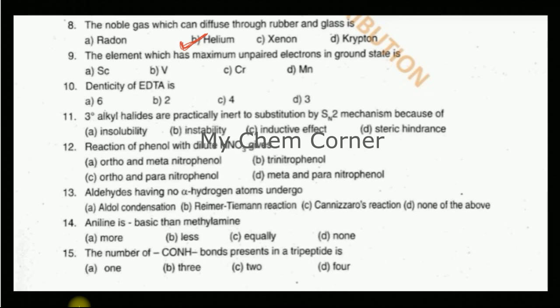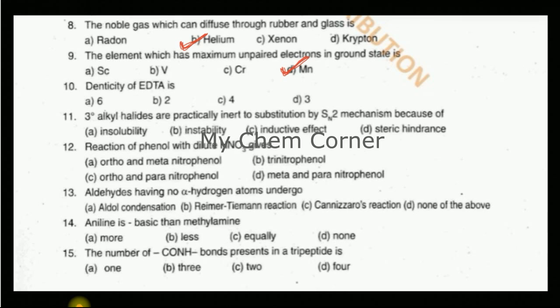Next, one element which has maximum unpaired electrons in the ground state, very simple, repeatedly asked question, it is Mn, because when you put down the electronic configuration in the ground state, it will contain 5 electrons. Alright, all 5 are unpaired electrons. That's what it's going to be.